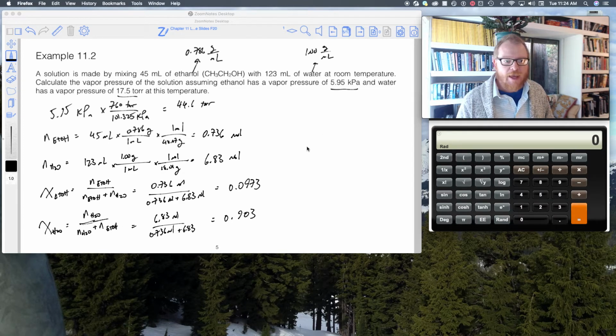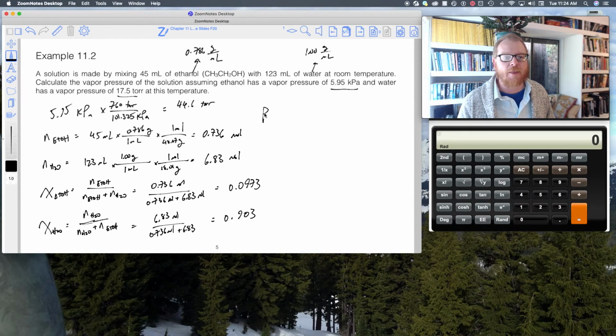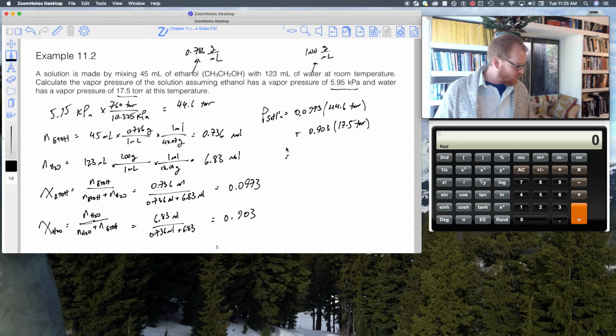Okay. And so now finally I can say the vapor pressure of the solution equals, so the mole fraction of ethanol is 0.0973 times its vapor pressure, which was 44.6 torr, plus the mole fraction of water, 0.903, times its vapor pressure, 17.5 torr. And let's see what we get here.